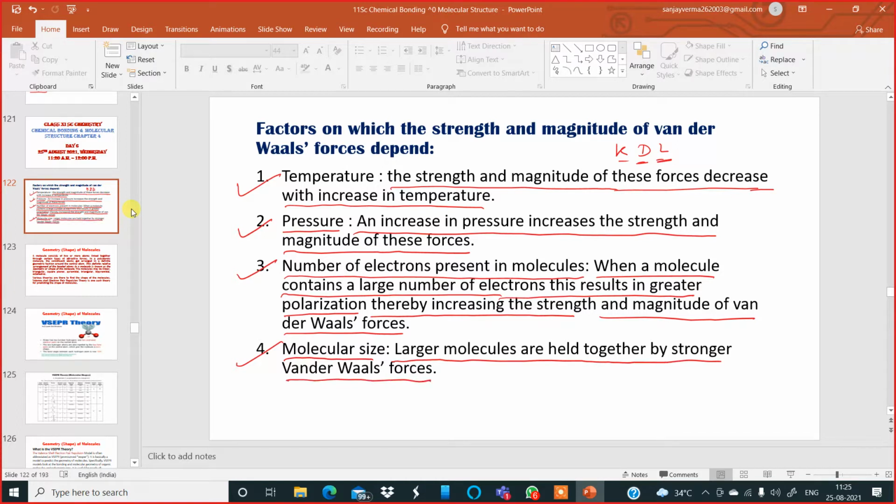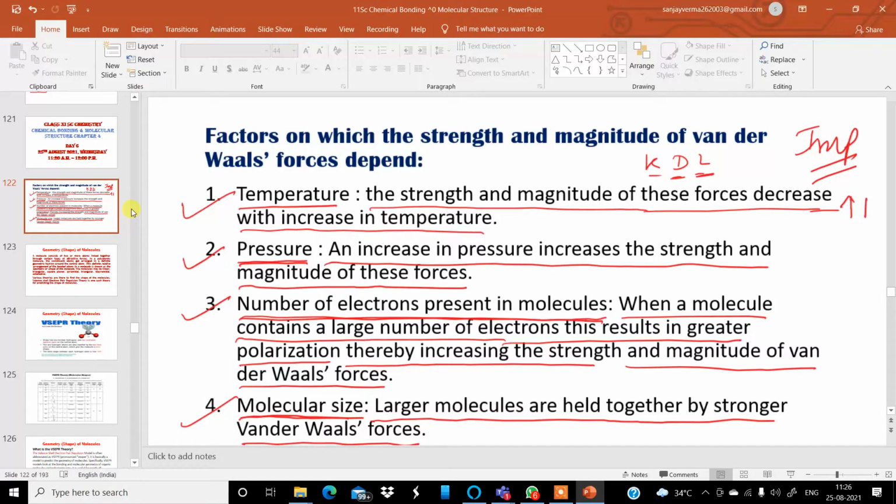So you must remember these factors. This will be asked in the compulsory part where there will be multiple choice questions. Okay, so just remember in this manner. The first one is temperature, the second one is pressure, third one is number of electrons present in the molecules, and the fourth one is molecular size. And how to remember? With the rise of temperature, van der Waals forces are lower.